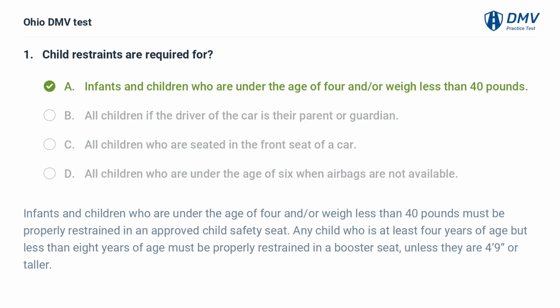A. Infants and children who are under the age of 4 and or weigh less than 40 pounds must be properly restrained in an approved child safety seat. Any child who is at least 4 years of age but less than 8 years of age must be properly restrained in a booster seat, unless they are 4 feet 9 inches or taller.